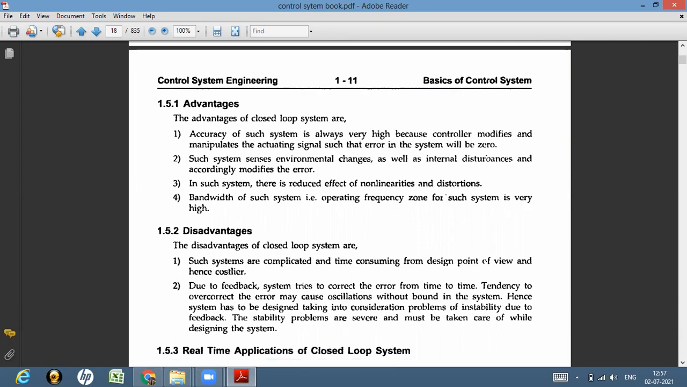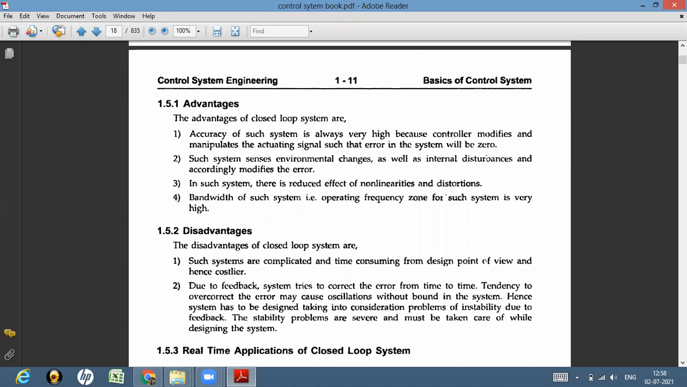But now these systems have certain disadvantages. Number one, such systems are very complicated in nature and time consuming from the design point of view. These systems are also costlier, because the feedback element has to be present, and to make the system more accurate and efficient, obviously the cost increases. So the system becomes complicated in design, consumes much time to design, and is costlier as compared to the normal system. Due to the feedback, the system tries to correct the error from time to time.